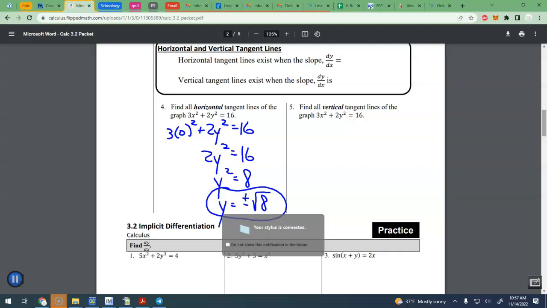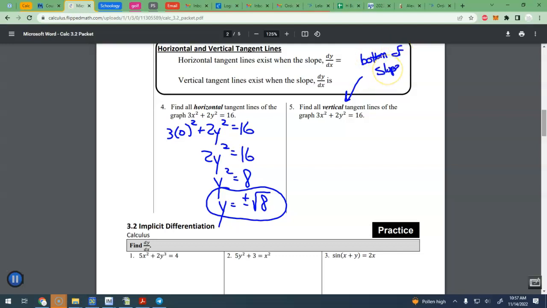All right, number 5. So vertical tangent lines. Now we're thinking about kind of the opposite of what you did. If our derivative is 0, it slopes horizontal. If we want a vertical, what does that look like in a fraction? 0 is in the bottom. So we want an undefined slope. So we want the bottom of the slope to be 0, because that would make an undefined slope, which is a vertical line.